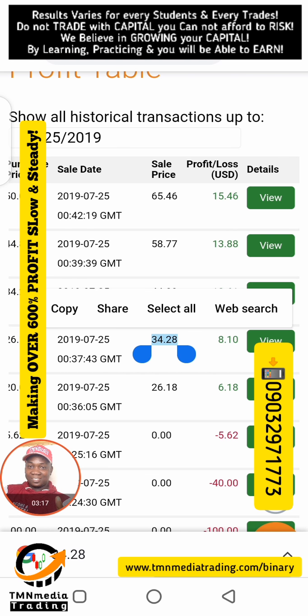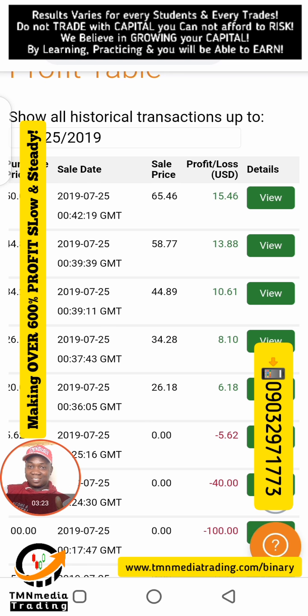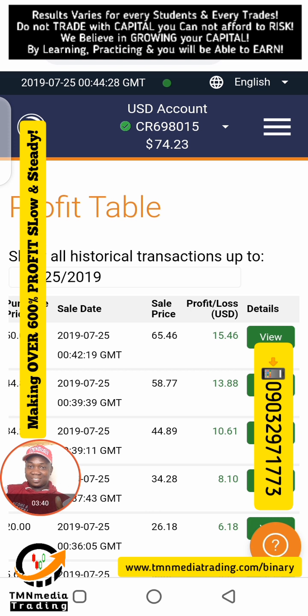Now I did what is called compound trading. I only did five trades, right? One here, two here, three here, four here, and five here. So you see how I did the trade. I was using everything to trade. So I was able to grow our $20 into $75. So meaning I just made like $54 profit from $20.